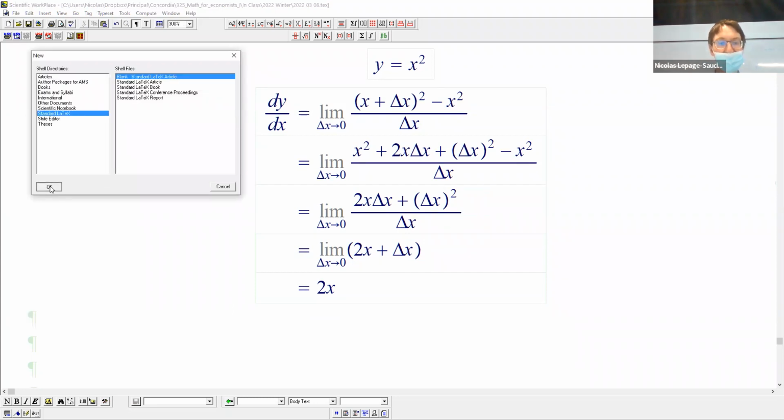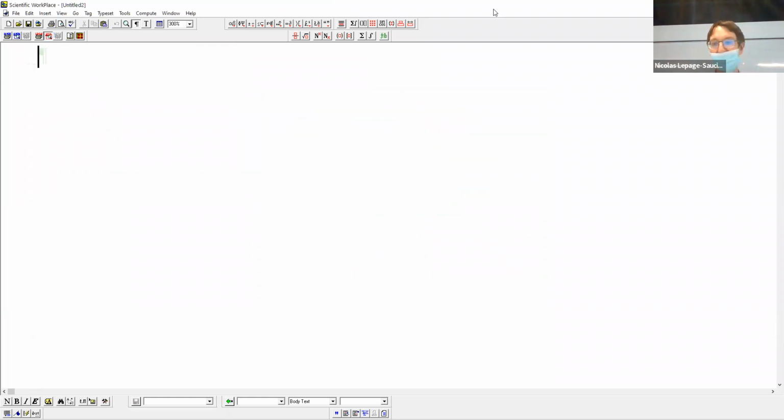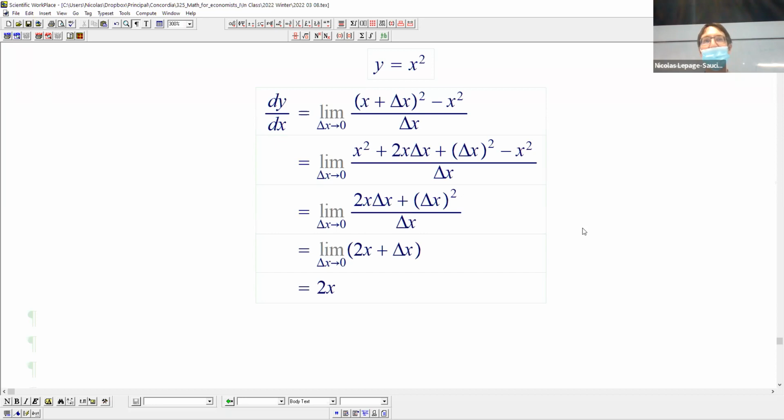Yeah, it seems obvious, but let's just look at what this is. x plus delta x squared minus x squared. Well, we can just see graphically that this is a square. So what does that give us?